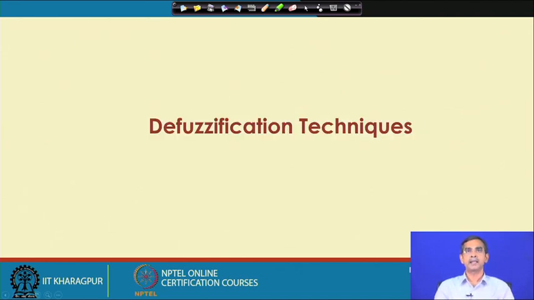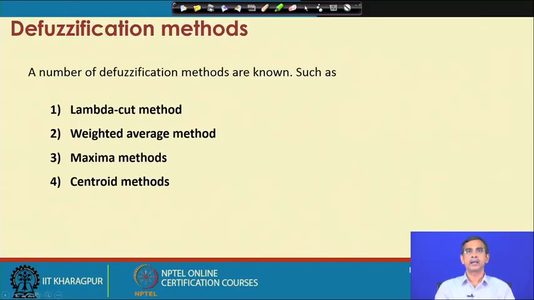So far as the defuzzification technique is concerned, many methods are known. We can broadly categorize the different methods. We have categorized them as four. The first method is called the Lambda-cut method. The second is the weighted average method, and the next is the maxima method, and finally the centroid method.